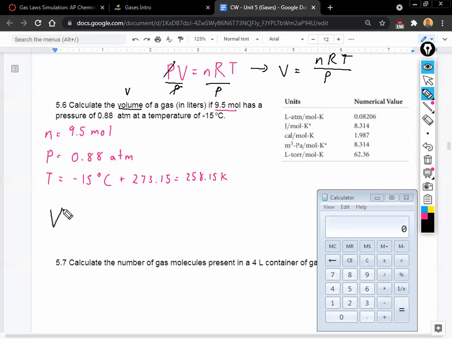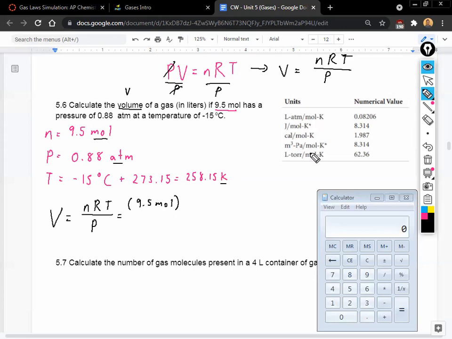Okay. So if we rearrange the ideal gas law, it will be the same thing as volume is moles R temperature over P. Okay, so I'm just going to plug in my numbers from here. My moles is 9.5, so I'm going to plug in 9.5 moles. Now we need to figure out R. If you guys notice, let's look at our units. We have moles, we have ATM for pressure, and we have Kelvin.